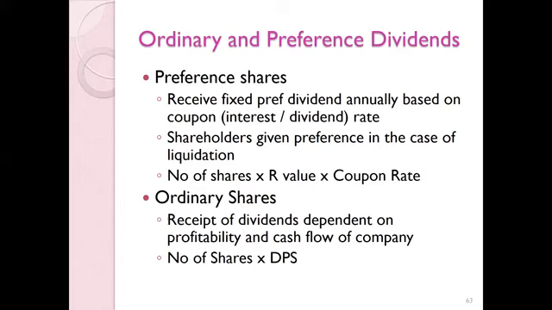How do we calculate our ordinary dividend? We use our number of shares times by the dividend per share. So if they're going to get 10 cents per share and there's 1 million shares, we'd say 1 million shares times by 10 cents gives us a total value of 100,000 Rand.